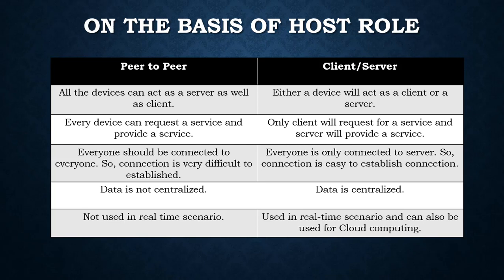So connection establishment will be very easy there, right? And in peer-to-peer, the disadvantage is that connection is very difficult. That is one disadvantage. The second is that the data is not centralized. Suppose every peer has its own data. If someone is requesting, he can provide the data. That is good. But what is the but?